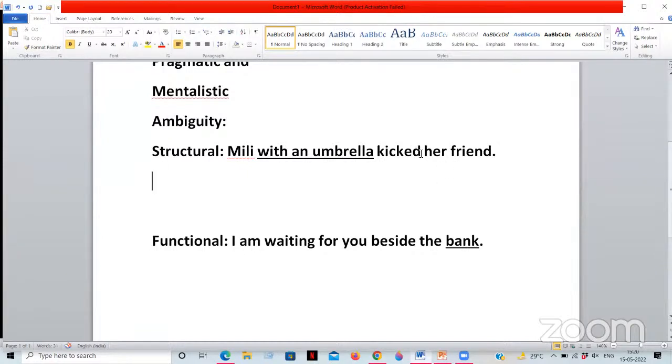You can change this verb here, beat. Okay. So the structural is related to the phrases, not only sentences, it's related to the structure. If there is a problem or a kind of double meaning within the structure, that is called structural. And in the functional, there will be only a single word that will bear the connotation of two meanings or three meanings.